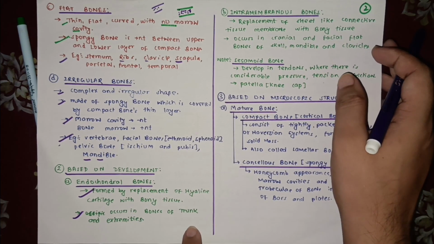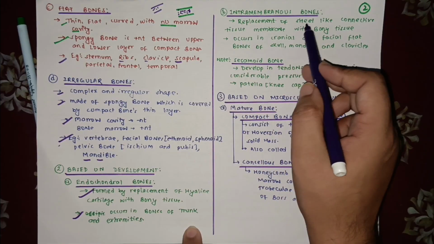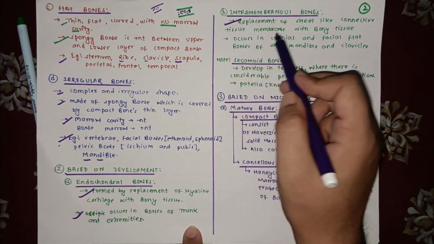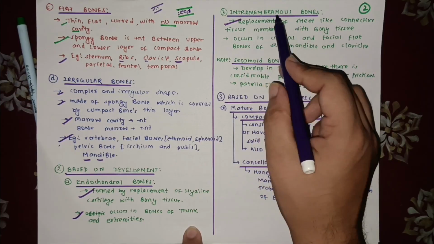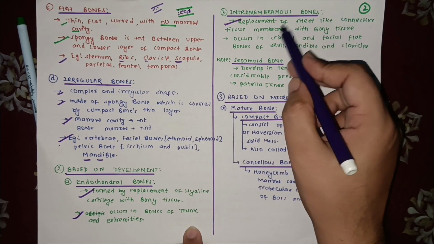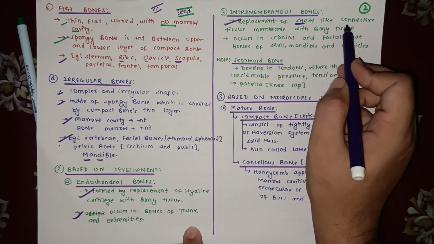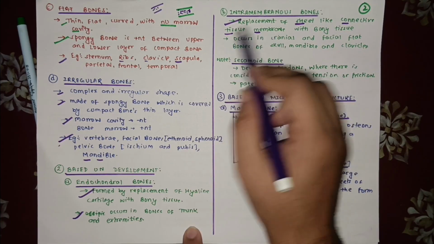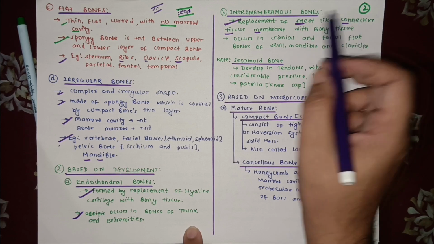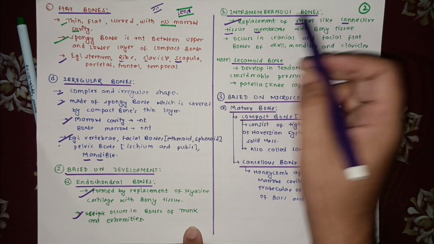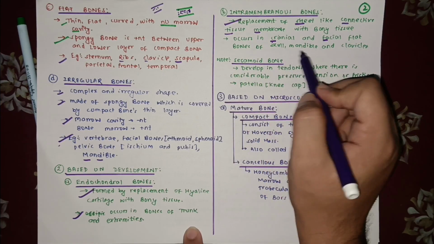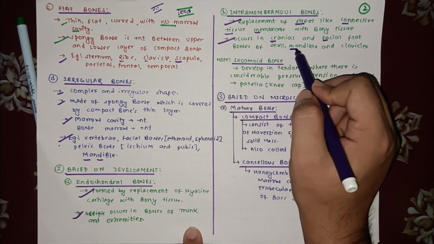After that, in intramembranous bone, there is replacement of a sheath-like connective tissue membrane with bony tissue. In endochondral there is ossification in the cartilage, and here there is ossification in the sheets of connective tissue membrane, and that forms the bone. It occurs in the cranial and facial flat bones of the skull, mandible and the clavicle. So again, mandible is important here.